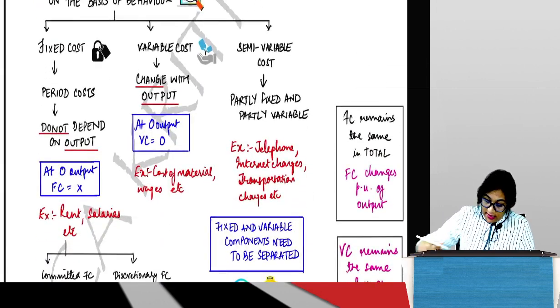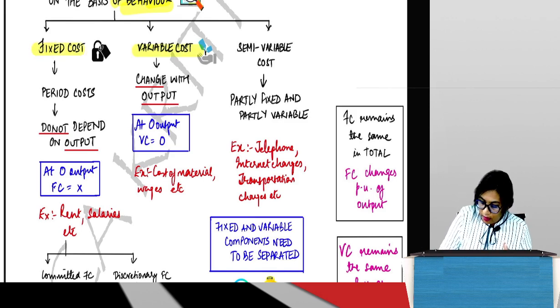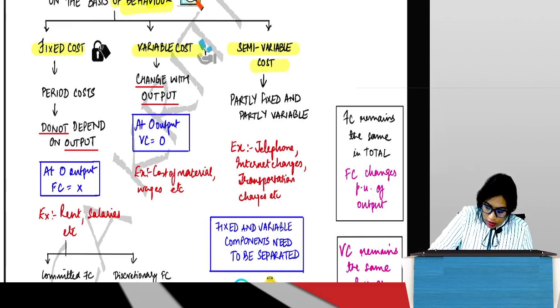Guys, this is important because you will be using this a lot in your problems. What is this? On the basis of behavior. So how do costs behave? Very, very important. I am sure some of you may even know this classification. Have you heard of fixed cost, variable cost? On the basis of behavior, costs are classified into three types: fixed cost, variable cost, semi-variable cost. So guys, first we are going to look at fixed cost.